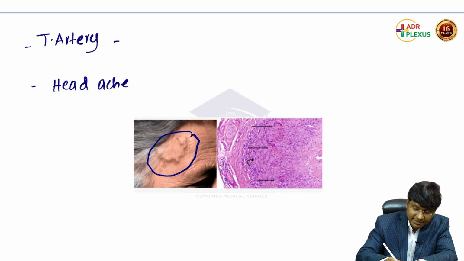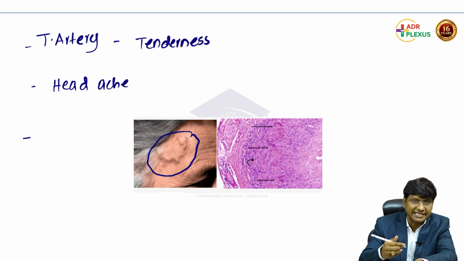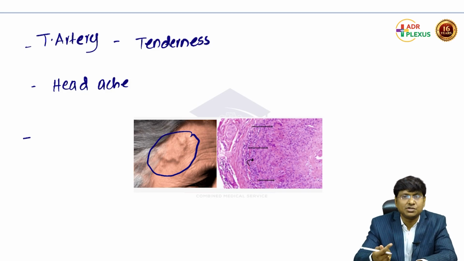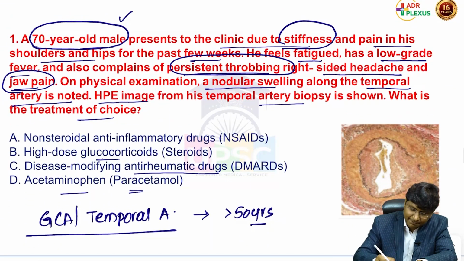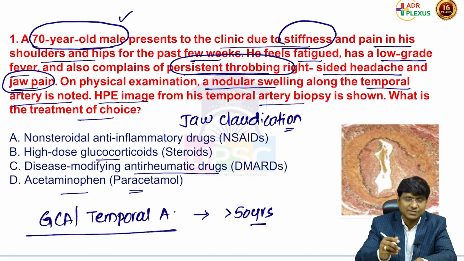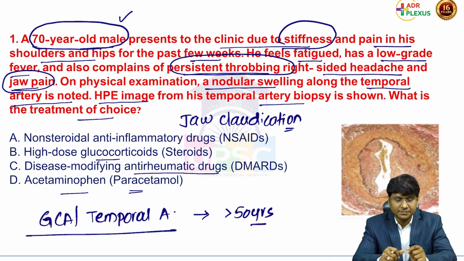There will be tenderness over the temporal artery. The age group, as I have already said, is more than 50 years, and the type of inflammation is granulomatous inflammation. The temporal artery also supplies the muscles of mastication. That is the reason they complain of jaw pain, that is jaw claudication. So these patients, after chewing for a certain period of time, have severe pain within the jaw. That is what is called jaw claudication.